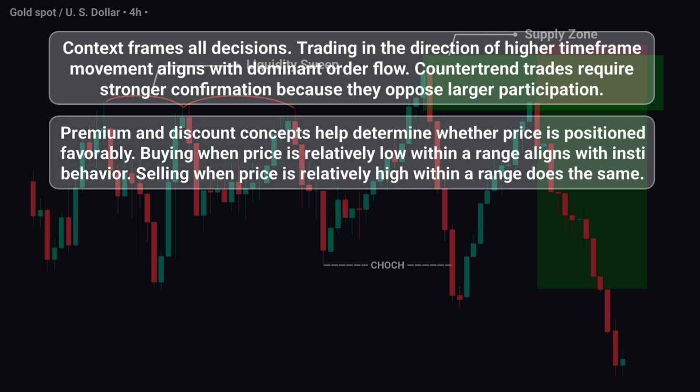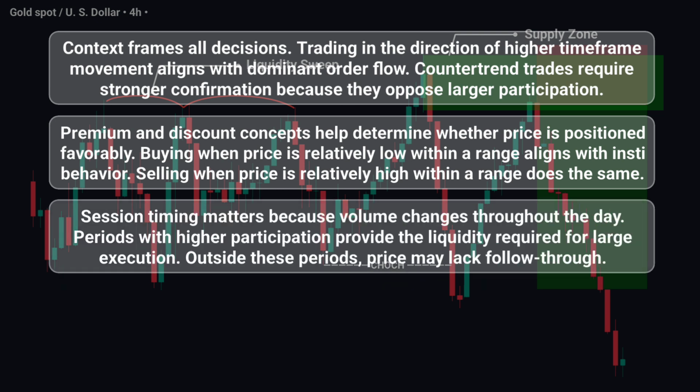Premium and discount concepts help determine whether price is positioned favorably. Buying when price is relatively low within a range aligns with institutional behavior. Selling when price is relatively high within a range does the same. Session timing matters because volume changes throughout the day. Periods with higher participation provide the liquidity required for large execution. Outside these periods, price may lack follow-through.